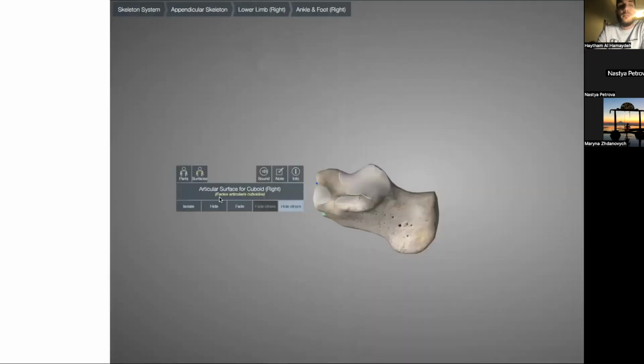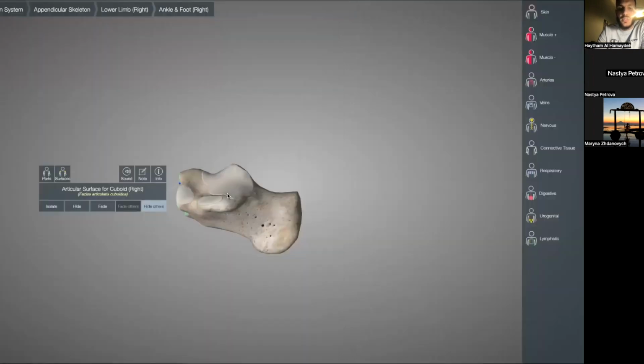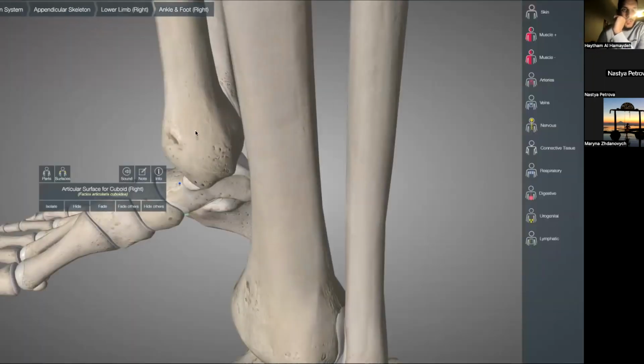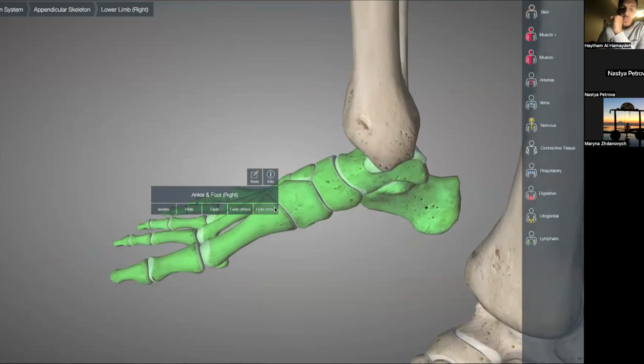Now, superiorly, it's involved in the subtalar joint, between talus and calcaneus. Anteriorly, it's involved in the calcaneocuboidal joint, which is between calcaneus and cuboid.